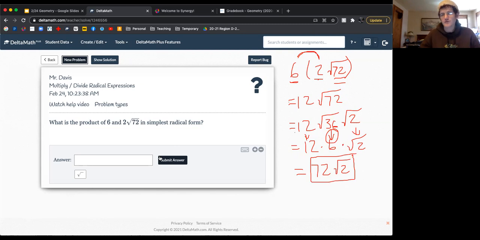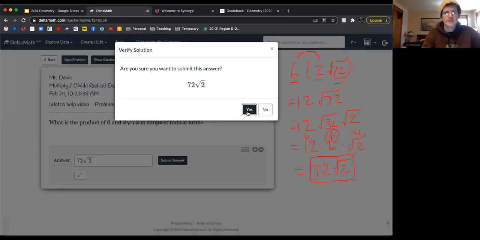All right, so hopefully you guys were following along with those 3 examples. I'm going to put this number in, 72 times the square root of 2. Make sure that's right, and it is.